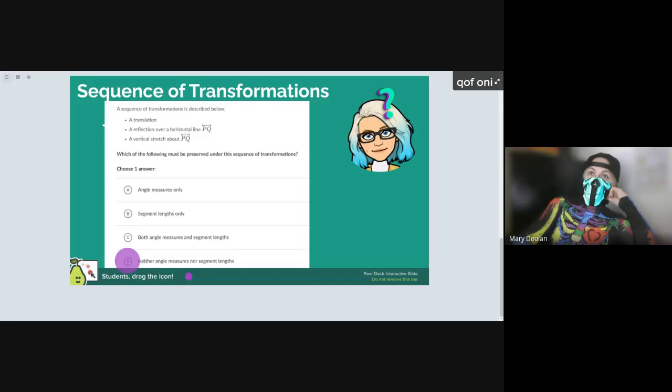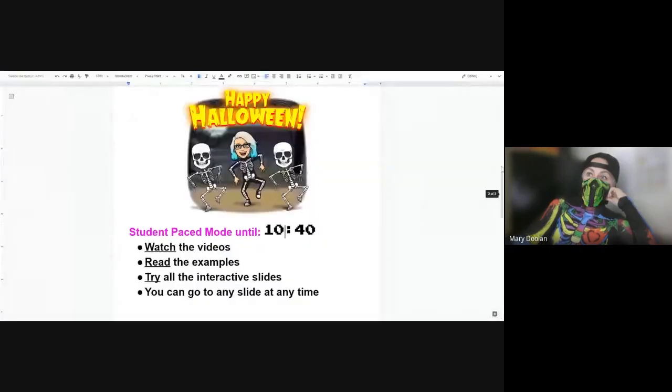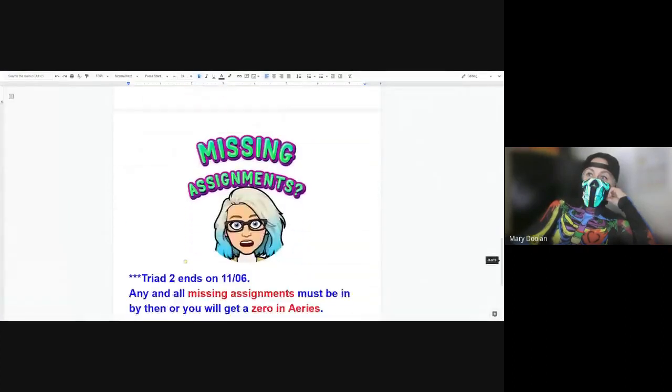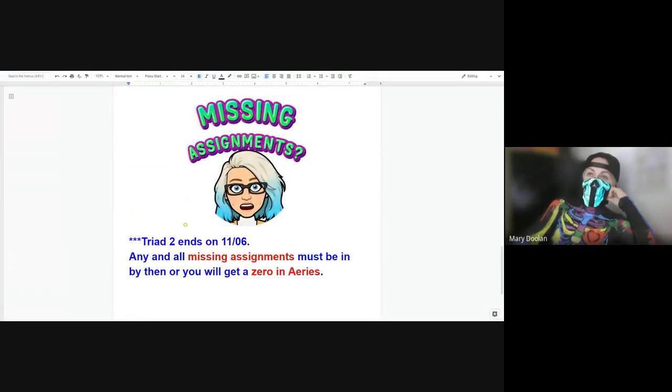But if you guys are missing, where's this at? Missing assignments. If you're missing anything, you got to get it turned in by the 6th. Any assignment or participation assignment, those go to 0 if you don't get it done by the 6th. If it's a test, okay, you can still redo tests. That's something you're allowed to do to get your grade up.